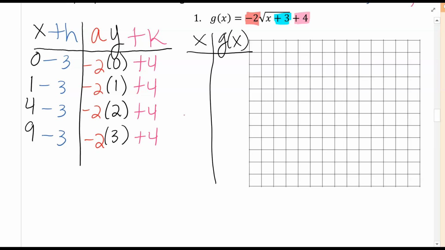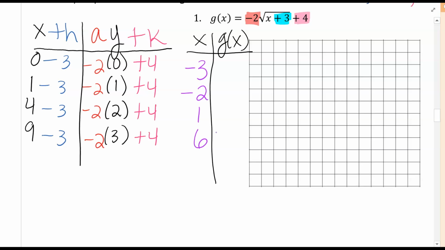And then my second table is basically just the calculated points, okay? So for example, I'll use purple, I guess. 0 minus 3 is -3. 1 minus 3 is going to give us -2. 4 minus 3 is 1. And then 9 minus 3 is 6.